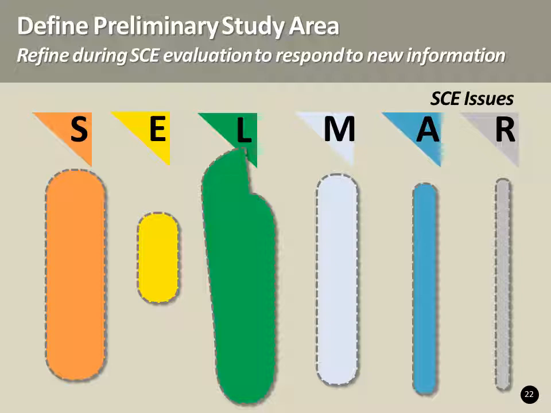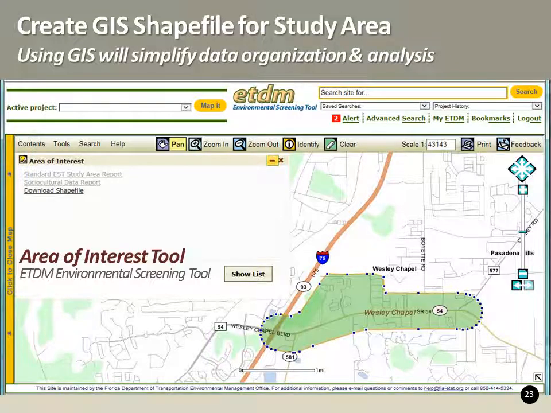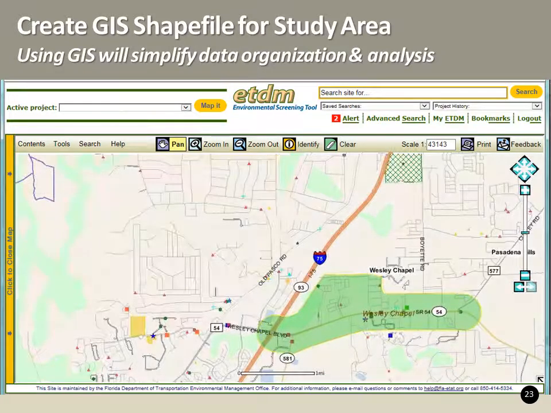This will be the preliminary study area. Later in Step 3, after all of the community data is compiled, the study area will be revisited and adjusted as needed to reflect the data. You can use the Area of Interest tool feature in the Environmental Screening tool to draw a customized study area for which database information can be extracted and reported.